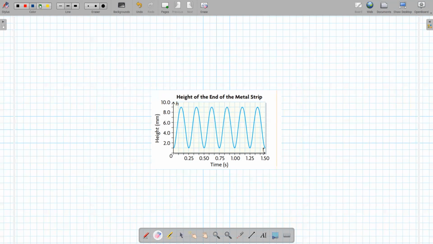So let's look at this graph here. On the x-axis we have time, and on the y-axis we have the height of some metal strip. What do you think the domain and range is of this function? Domain means what it can be on the x-axis. You know what domain and range is. You can use any notation. What would be the domain? The possible x values this function can take.